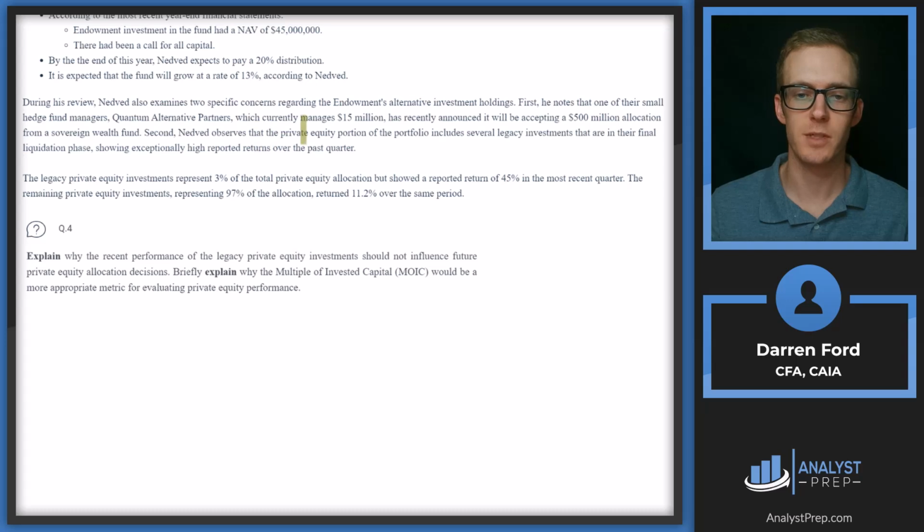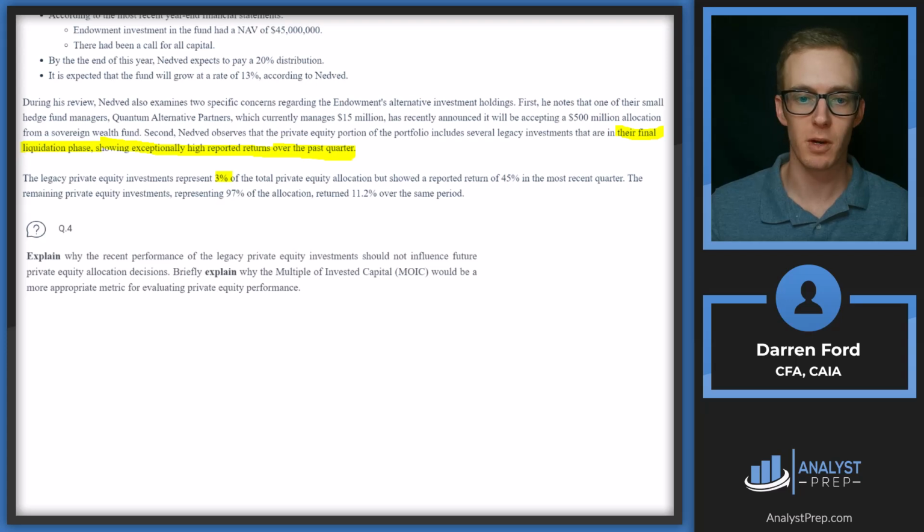So Nedved observes that the private equity portion of the portfolio includes several legacy investments that are in their final liquidation phase, showing exceptionally high reported returns over the past quarter. The legacy private equity investments represent 3% of the total private equity allocation, but showed a reported return of 45% in the most recent quarter. The remaining private equity investments, representing 97% of the allocation, returned 11.2% over the same period.